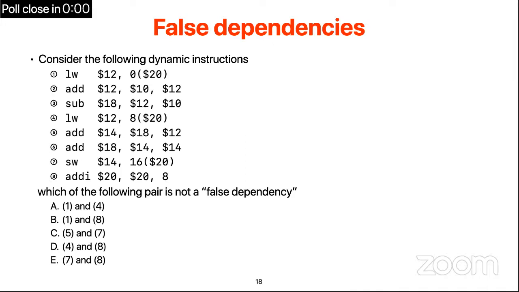Okay, so if you look at the voting result, it's pretty evenly distributed among B, C, D. So it definitely shows that you guys need to discuss with each other. And I already sent out a question through the chat. So just go ahead, discuss with your friends.